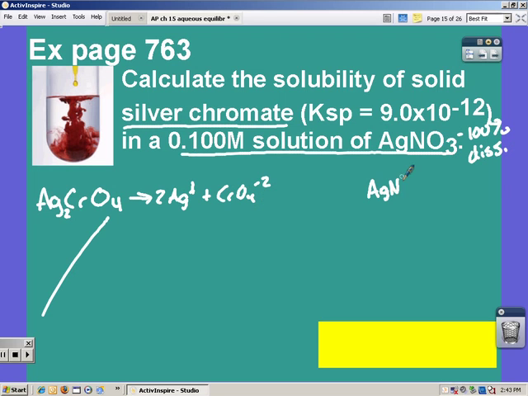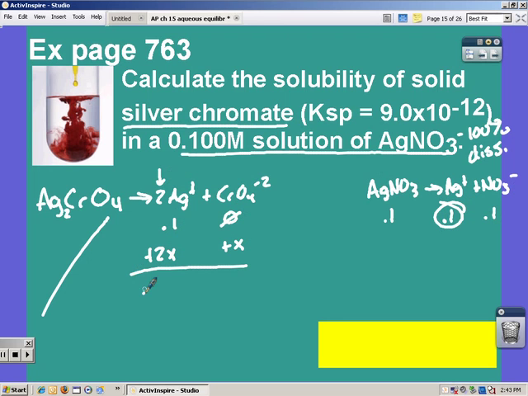For that one, we can write our dissociation equation, and just like a strong acid or a strong base, if I have 0.1 molarity, I have 0.1 of each of the products, because it's a 1-to-1 ratio. So I'm starting with 0.1 of the silver and 0 chromate, due to that common ion. Now we're going to solve it the same way. So we have our plus 2x and our plus x. Write the KSP expression, and plug in our KSP value and solve for x.